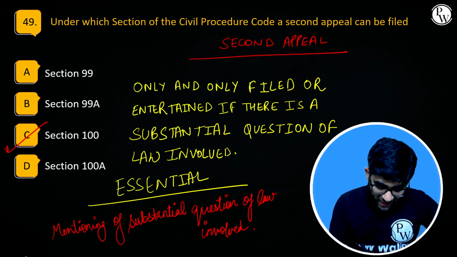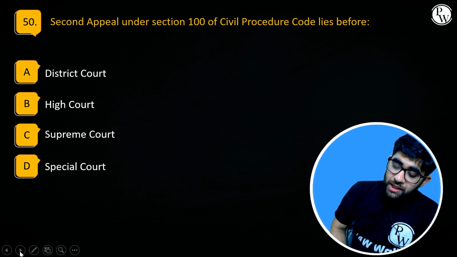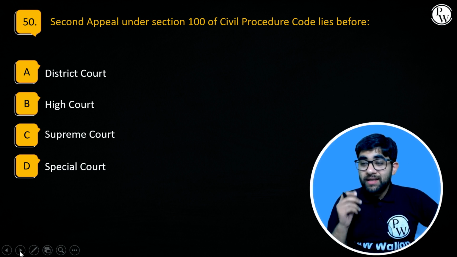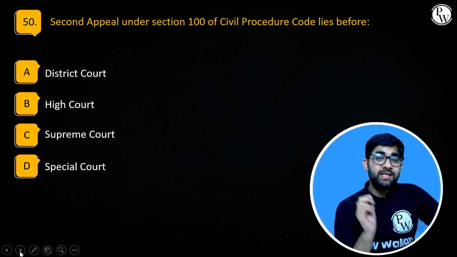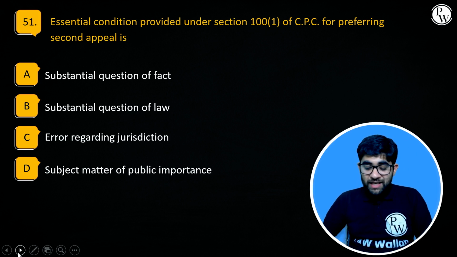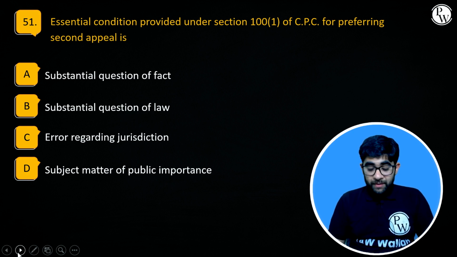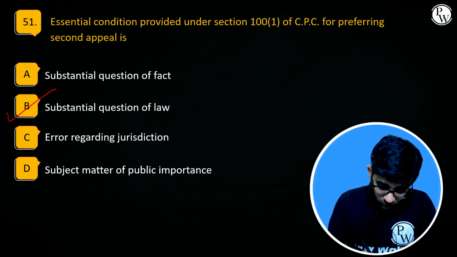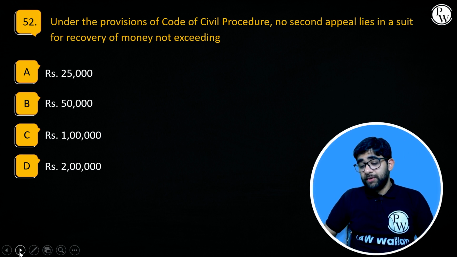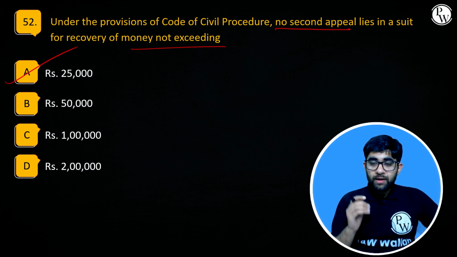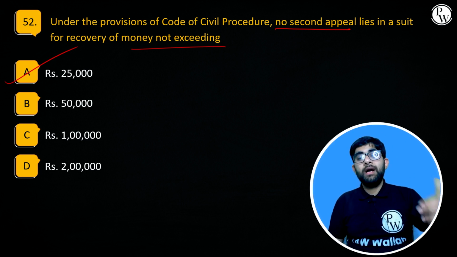All right. So next: second appeal under section 100 of the Civil Procedure Code lies before District Court, High Court, Supreme Court or Special Court. Now this is something very tricky, but the same lies before the High Court only. Next: the essential condition provided under section 101 of CPC for preferring a second appeal is substantial question of fact, substantial question of law, error regarding jurisdiction, or subject matter of public importance. That is B. 51st is B. Under the provisions of the Code of Civil Procedure, no second appeal lies in a suit for recovery of money not exceeding 25,000. If the money is less than 25,000, appeal lies, but a second appeal will not lie.